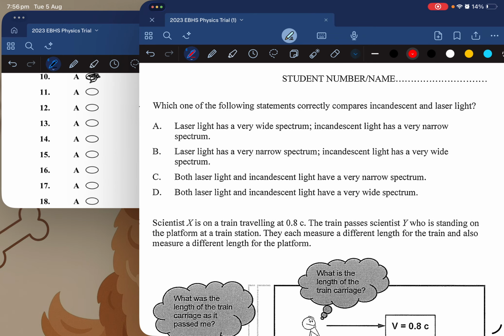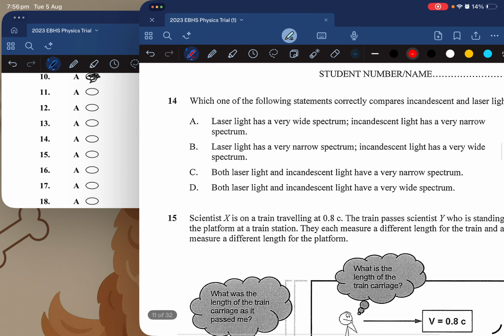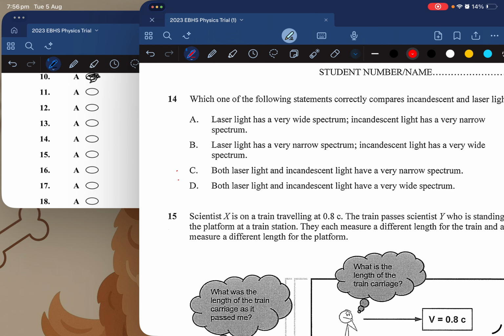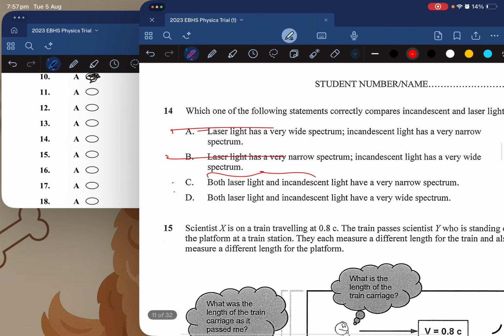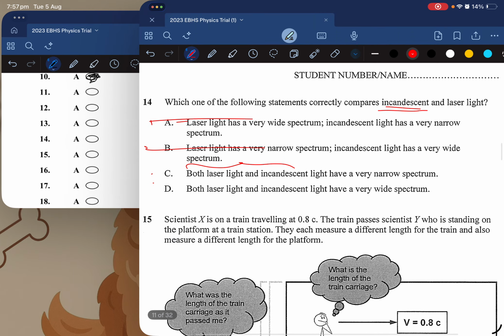See, it's both here again. Okay, cool. Both of the options are both laser. Okay, but I must say this has to be not A nor B, because it says here both laser and incandescent. It has more words that are similar. It's trying to trick you. And because the question says compares incandescent.